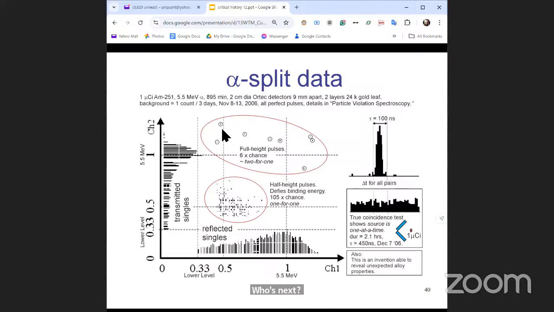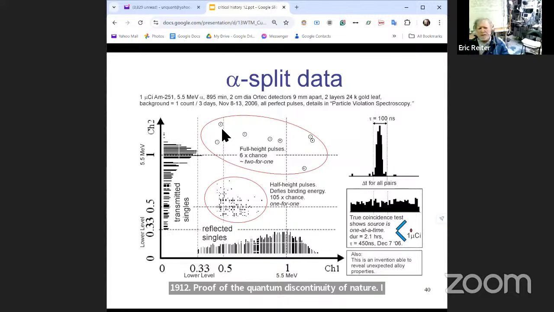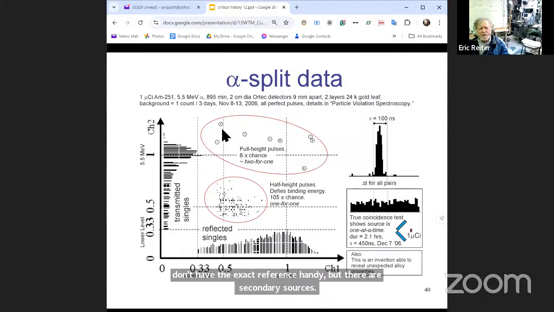George had a question. He says, thank you, the history is fascinating. Any thoughts on Poincaré's 1912 proof of the quantum discontinuity of nature? I don't have the exact reference handy, but there are secondary sources. There is a discontinuity. That's what it's all about.